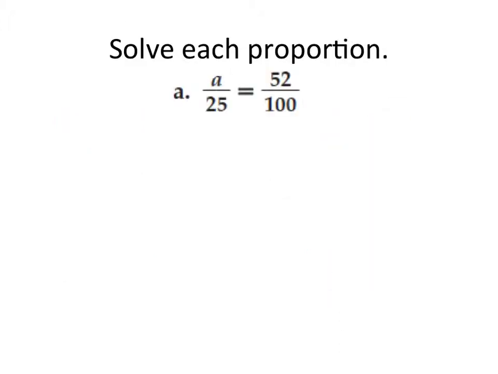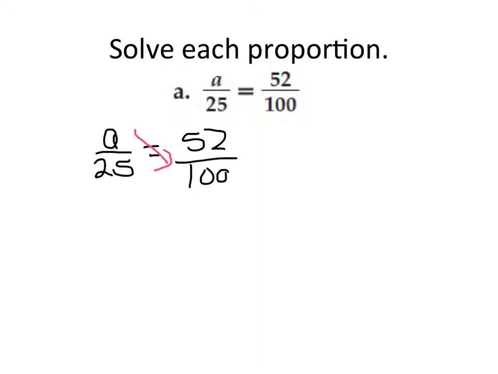Our next slide says solve each proportion. Okay, so what we have here is a proportion, which is two ratios equal to each other. We know that they're equal, but we don't know what A is equal to. So that's what we're going to try to find. I start off by using cross products. So 100 times A is 100A. Then I'm going to go ahead and take 25 and multiply it by 52, and I get 1,300.